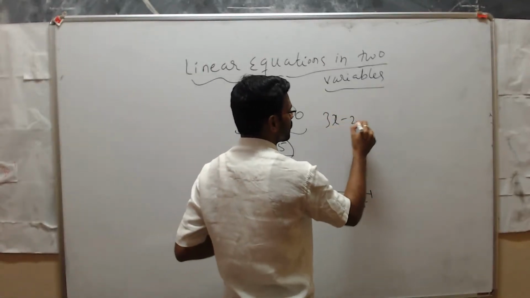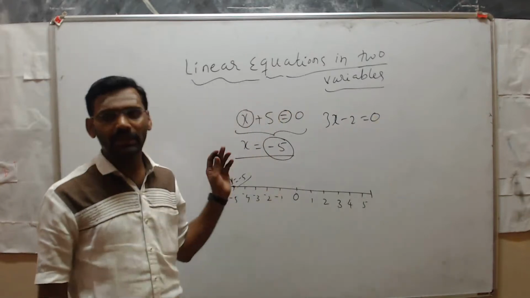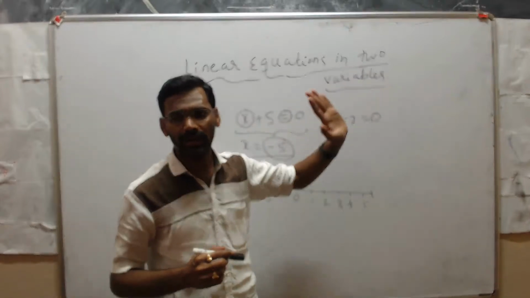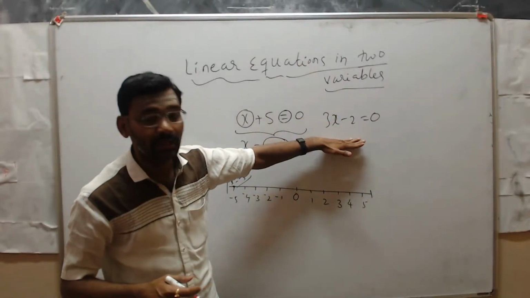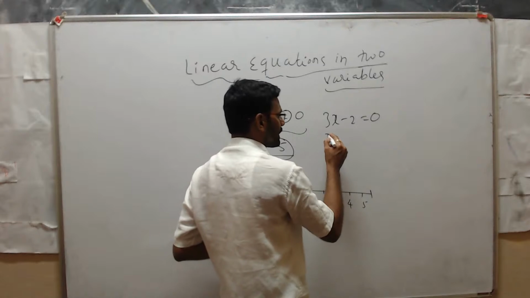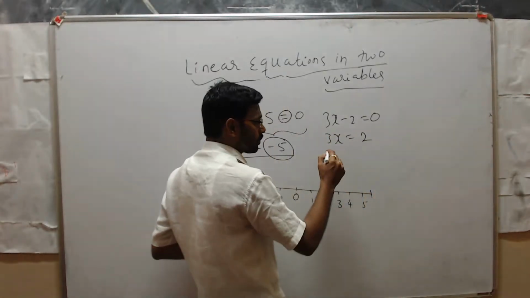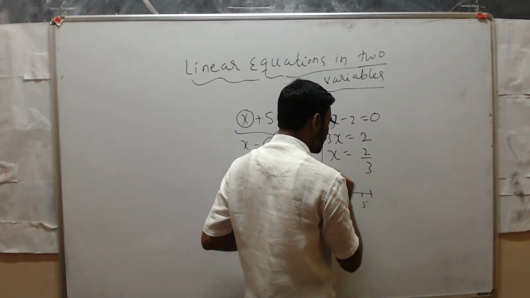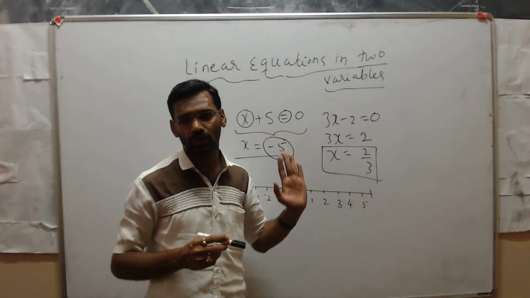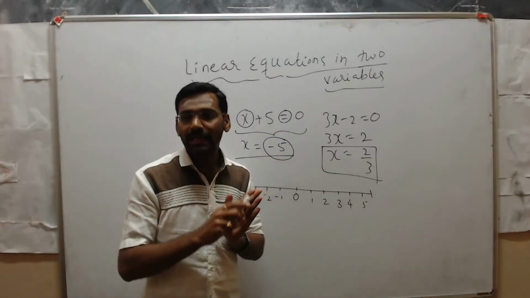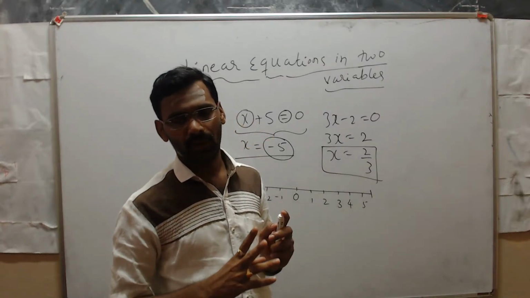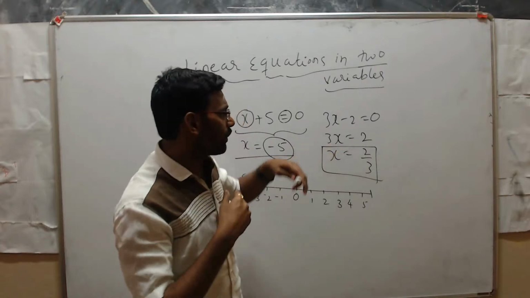Write down another one. Now 3x minus 2 is equal to 0. This is also a linear equation in how many variables? One variable. How can we find the solution of this? 3x is equal to minus 2 becomes plus 2. Then x is equal to how much? 2 by 3. Again, this has how many solutions? One solution. You already know that a linear equation in one variable always has a unique solution.